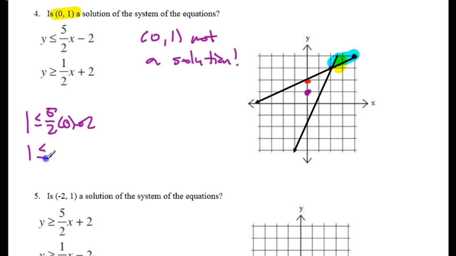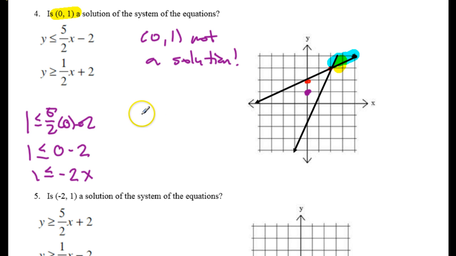Now if I simplify that, it's going to be 1 is less than or equal to 5 halves times 0, which is 0, minus 2. And you see what this says? This says 1 is less than or equal to negative 2. 1 is not less than negative 2. So you'll see that (0, 1) is not a solution.